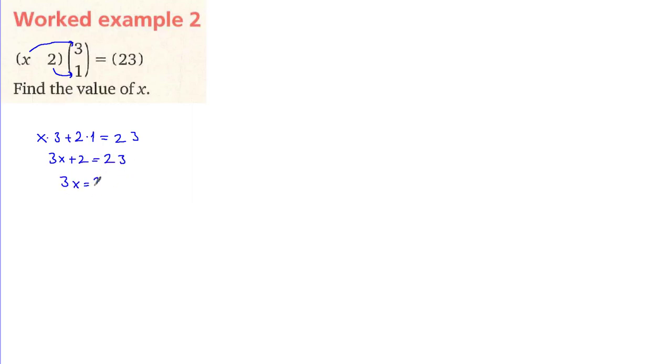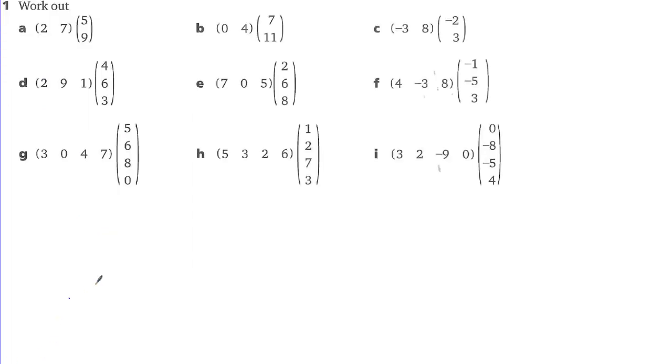3x is equal to 23 minus 2, so 3x is equal to 21. And x is equal to 21 over 3, so x is equal to 7, and we found the value. Here the row matrix is 7, 2. Okay, here we have the exercises.